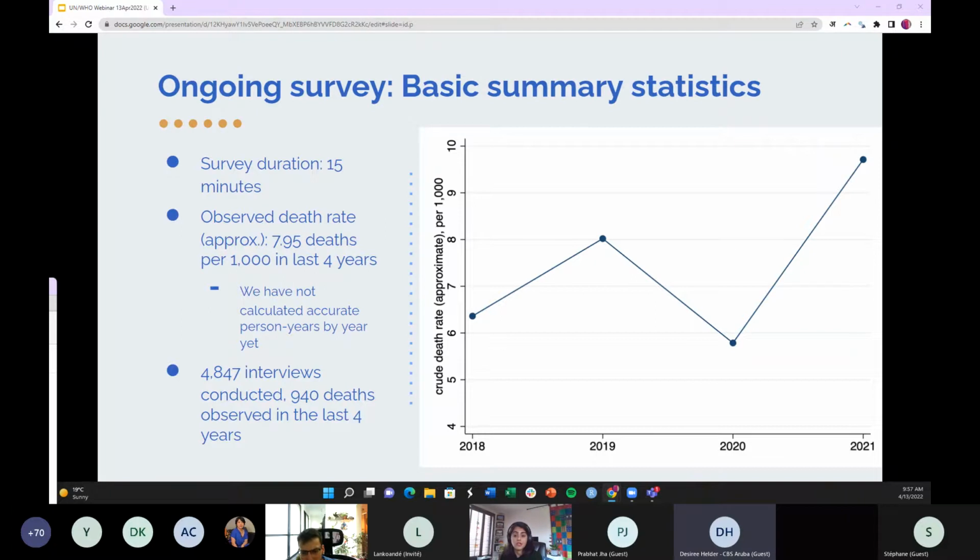I should note that we have not calculated accurate person years by year yet, but we do have the information in this survey to do that. Like I said, we've done about 5,000 interviews, 940 deaths in this time. We are worried that the 2020 death rate may be too low, as you can see on the graph, but we're looking into it. And if this pattern holds, we do have a working hypothesis that we'd be happy to talk about in the discussion.